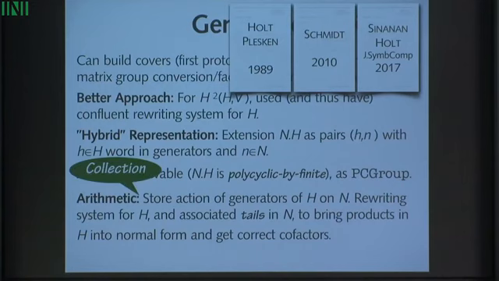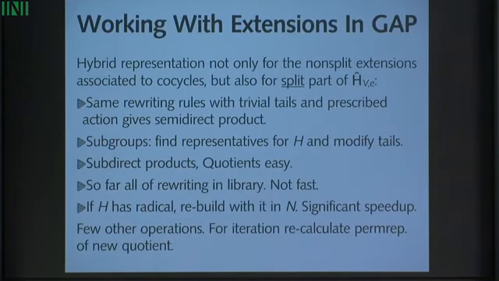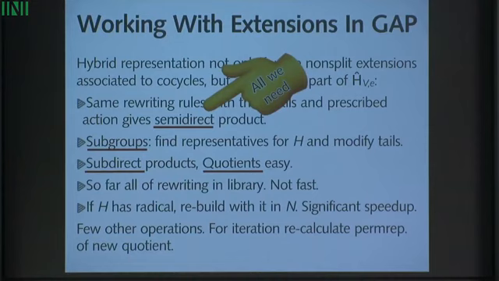and I get a collection process, and that's basically the same as with PC groups. I've implemented this. I use it not just to represent the non-split extensions, but I can also use it for the split part. If I take trivial tails and a prescribed action, I can get a semi-direct product. Subgroups which surject on the same quotient are obtained by modifying tails. Subdirect products are easy, quotients are easy, and that is all I need.